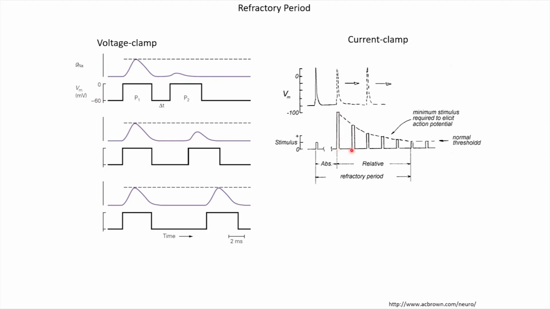After some delay, a smaller stimulus might suffice, and after some more delay, an even smaller stimulus might suffice. And then after this period is over, a normal stimulus would suffice. So this longer period is known as the relative refractory period, the period in which you can generate an action potential, but you need a larger stimulus to generate it.